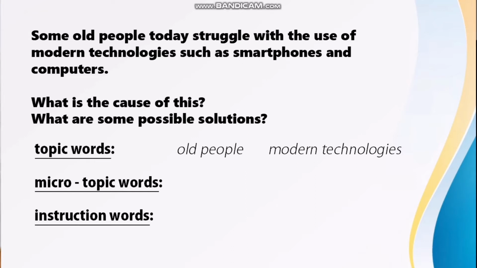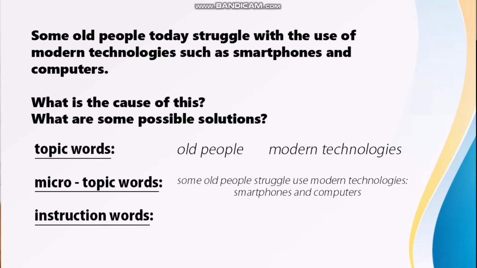Micro topic words. So we have there: some old people struggle, use of modern technologies, smartphones, and computers. Now as you see, we have a qualifier here, some, and not all. So that's what we are going to focus on. Only some and not the general old people, okay?